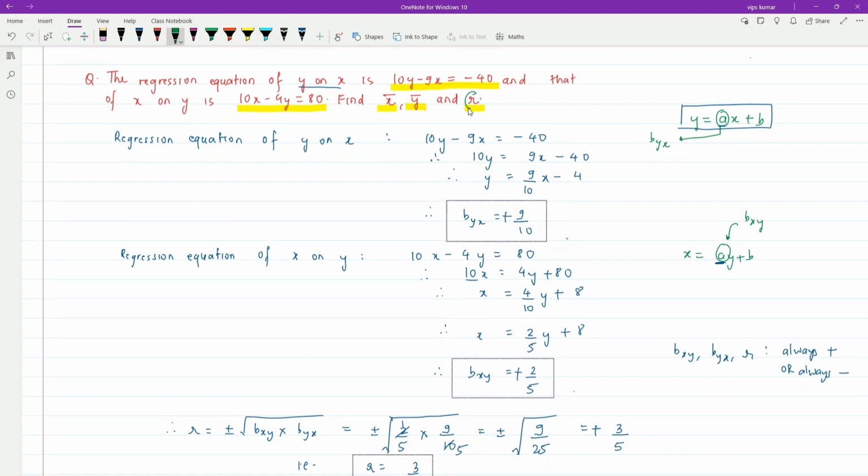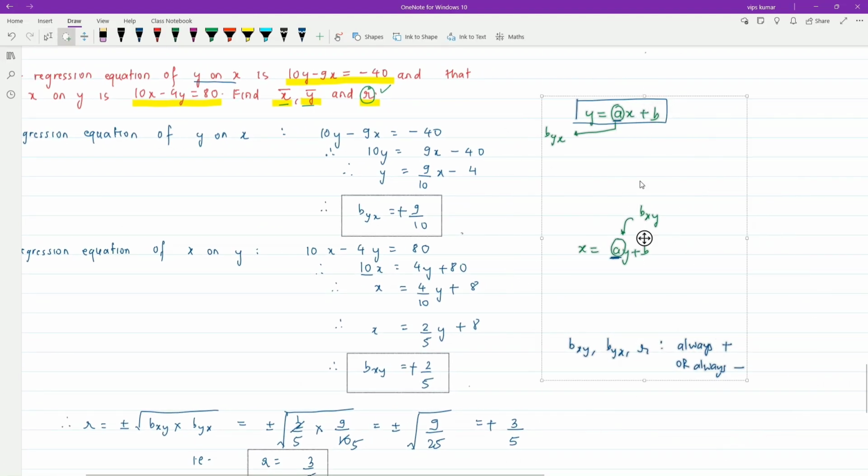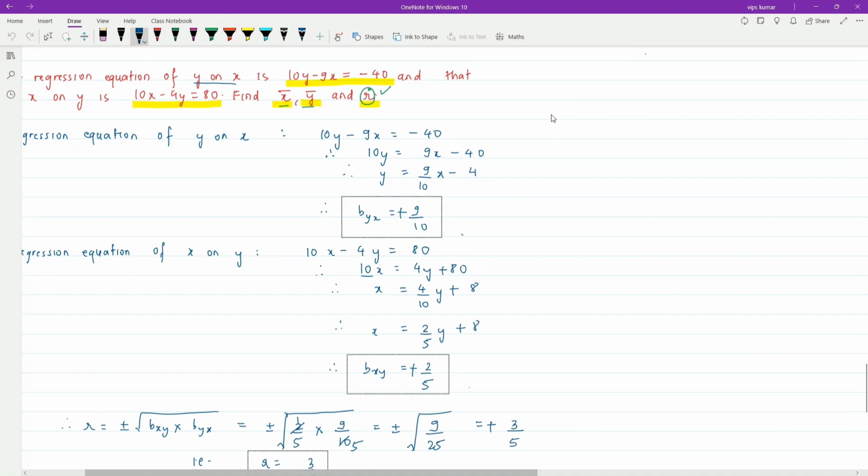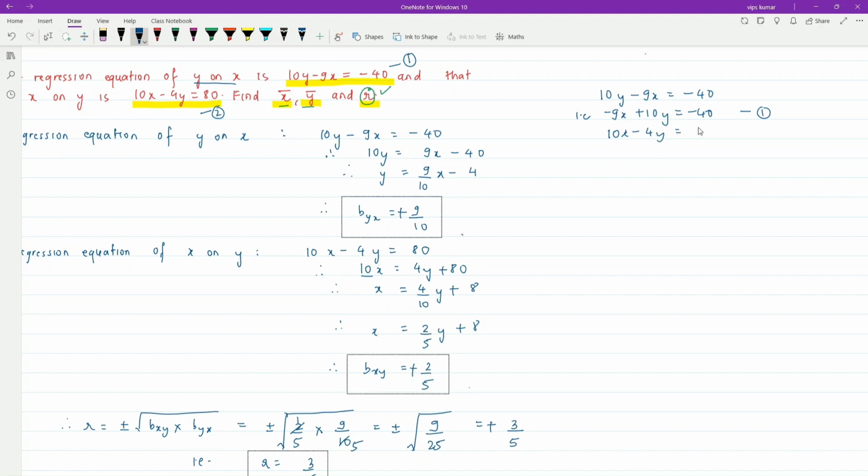So we have got the r value. Now we also need to evaluate x bar and y bar, which are the arithmetic means of x and y. To find x bar and y bar, we need to solve these two equations. So let me call this equation number 1 and equation number 2 in terms of x and y. The first equation is 10y minus 9x is equal to negative 40. We can rewrite this as minus 9x plus 10y is equal to negative 40. Equation number 1. And equation number 2 is 10x minus 4y equal to 80.